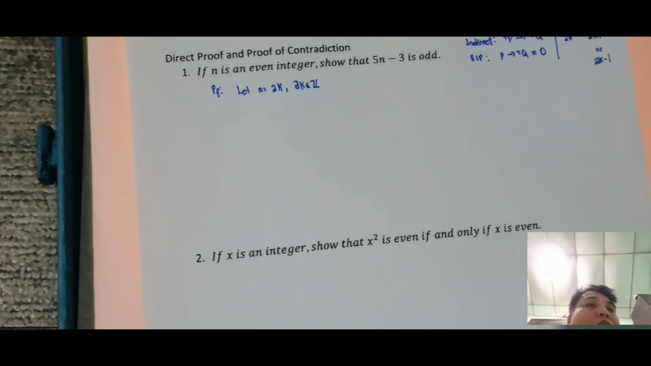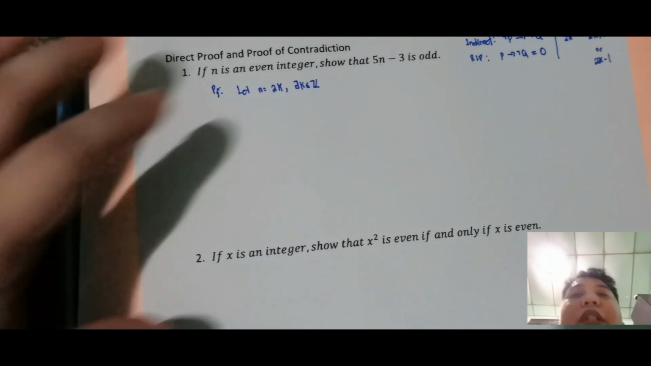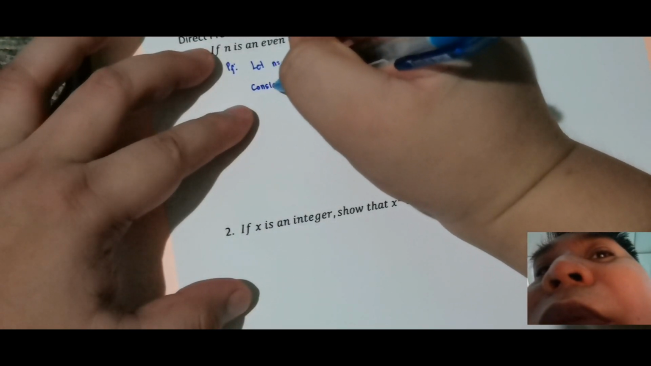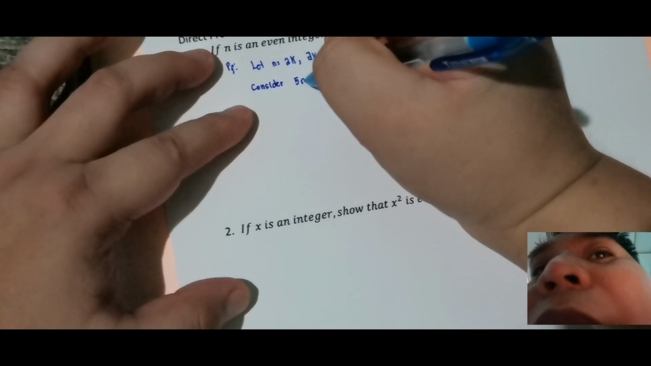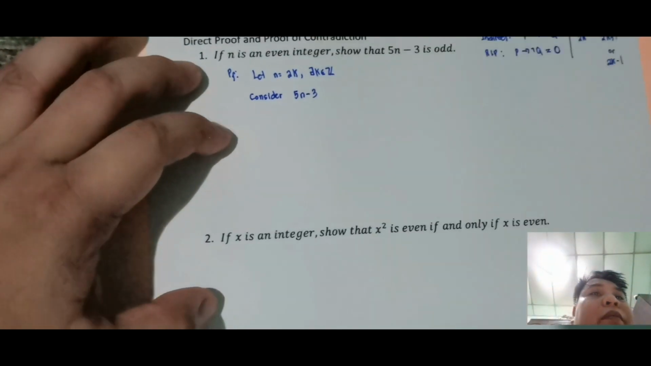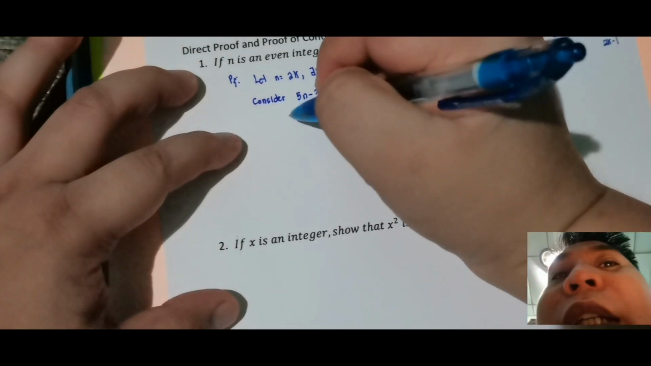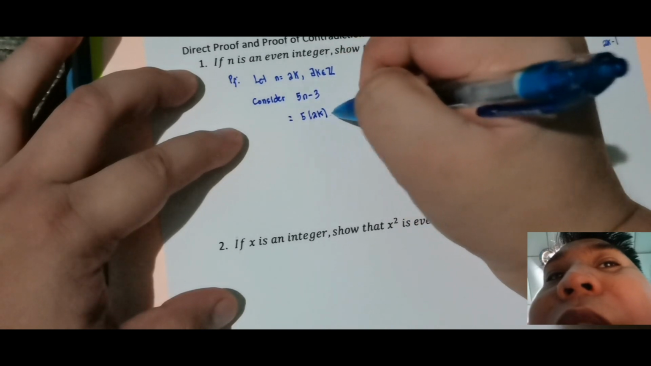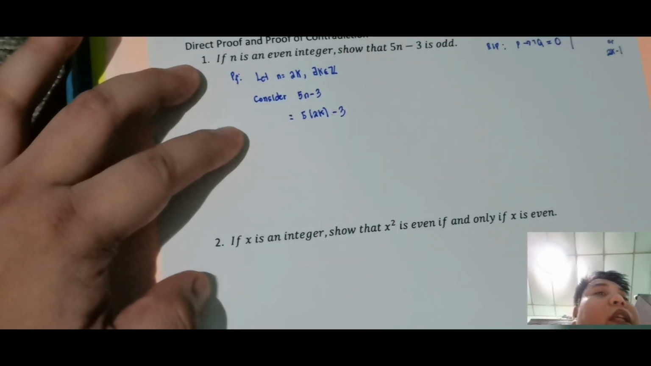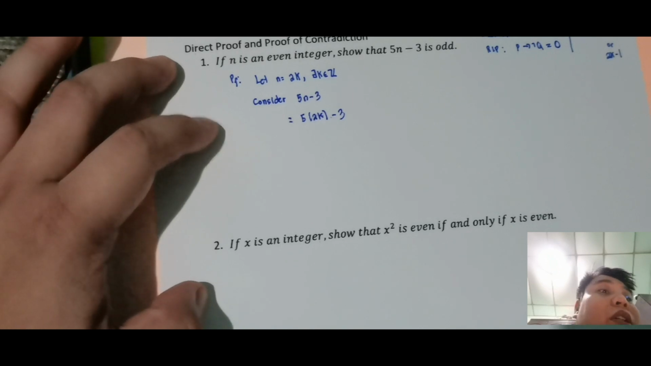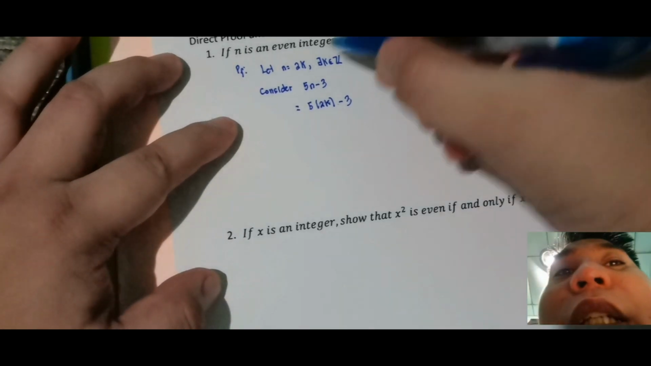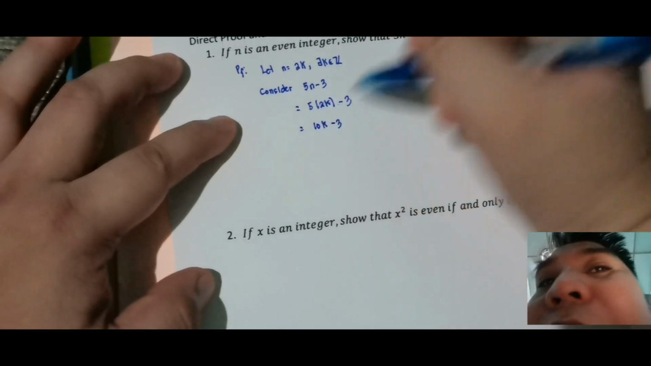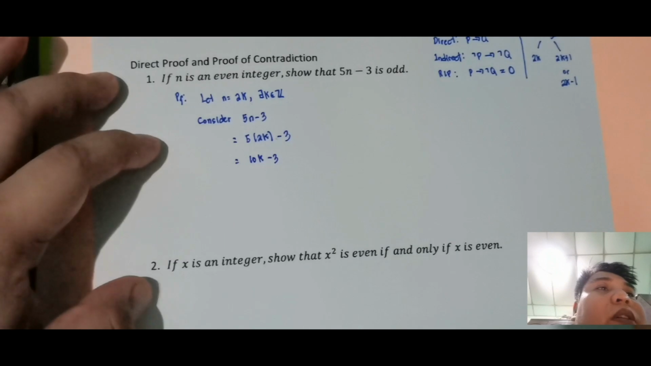Ang goal natin, i-show na 5n - 3 is odd. So, consider natin si 5n - 3. That is equal to, sabi nung assumption, papalitan ko si n ng 2k. Saan galing yung 2k? Doon, n = 2k, yun kasi ang inassume. Okay, next, this is equal to 10k - 3.